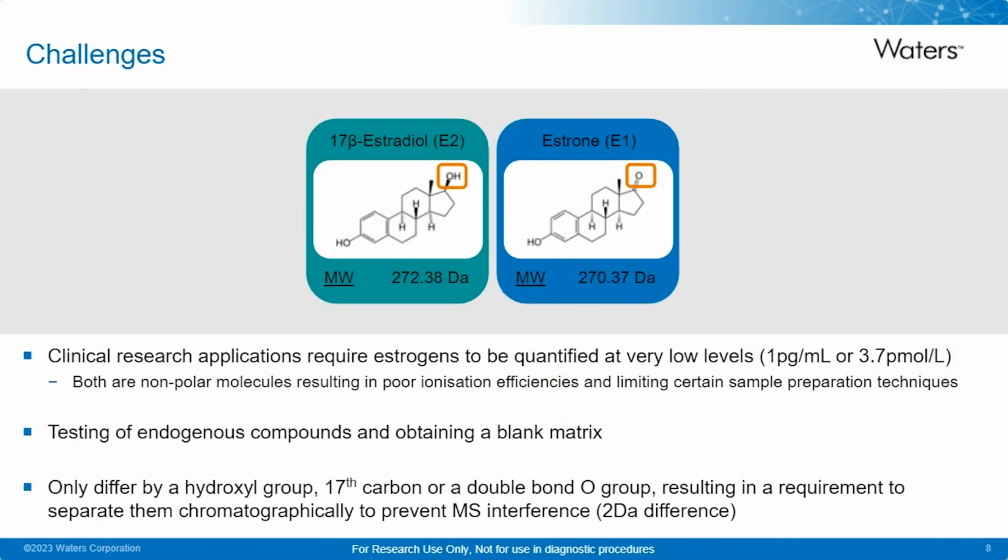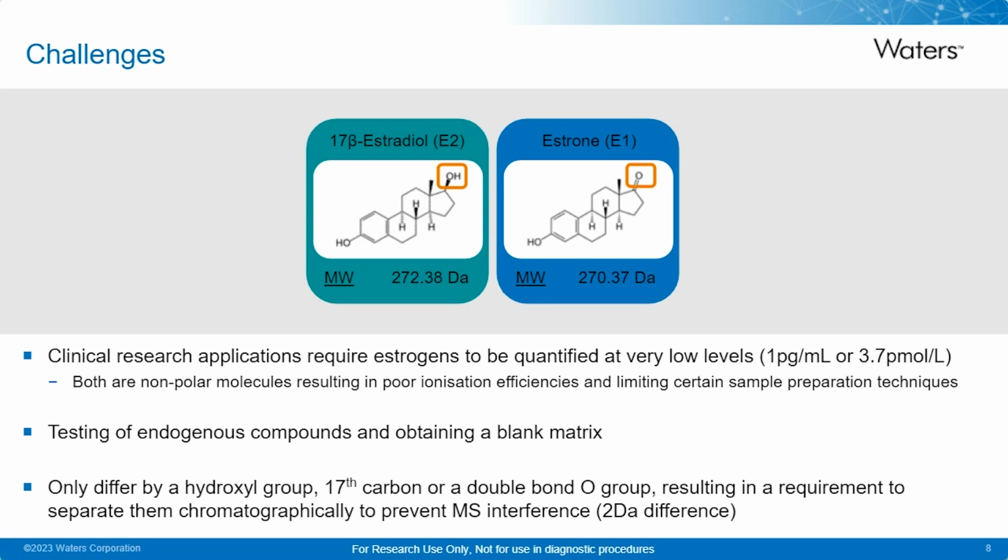Well, the main challenge really is that they're required to be measured at very low concentration levels, ideally at around 1 picogram per mL or 3.7 picomoles per litre. And as they're non-polar molecules, this results in them having poor ionization efficiencies in the mass spectrometer and limits what sample extraction techniques can be used.